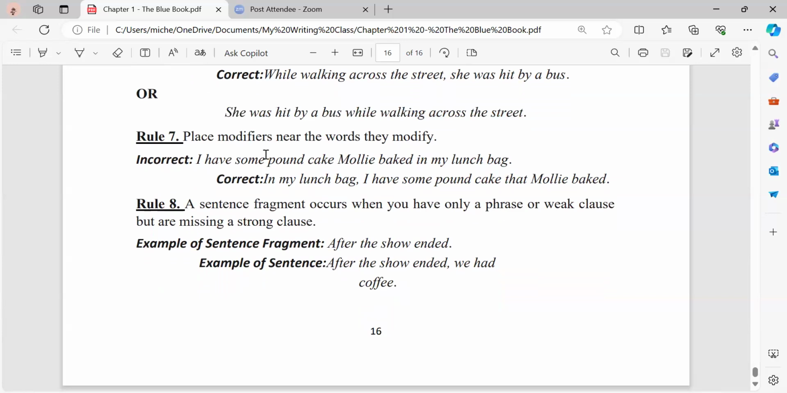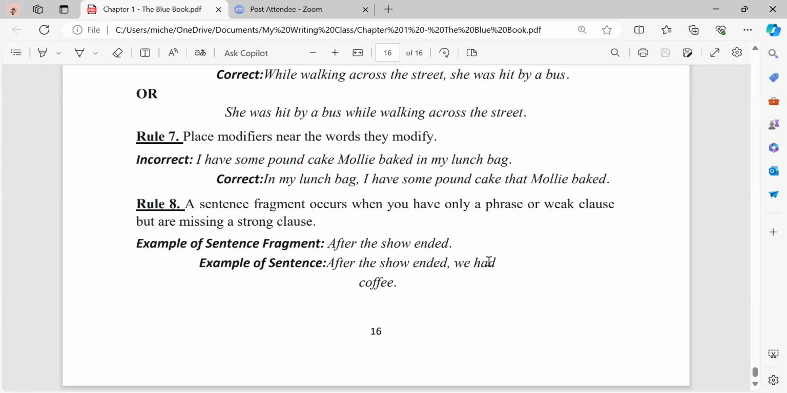So let's just say I have some pound cake Molly baked. This is the main sentence right here. And my lunch bag is technically just the additional information. So that's why we add this at the front. So we have to put this separately, and that's why we divide this with a comma right here. So this is my way of explaining things.